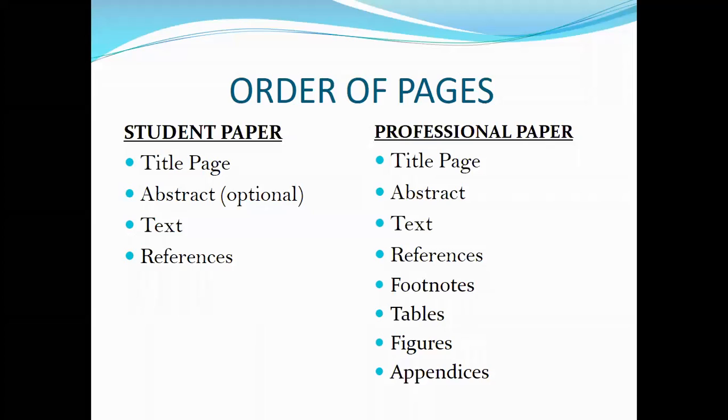On the other hand, the professional paper has a few more items like footnotes, tables, figures, and appendices, and that list shows the order that these items should appear in the professional paper. However, the manual also notes that tables and figures can be embedded in the body of APA style papers once those tables and figures are called out in the text. And by called out, they mean simply referred to, for instance, saying something like in Table 5 or see Figure 5 or something like that.